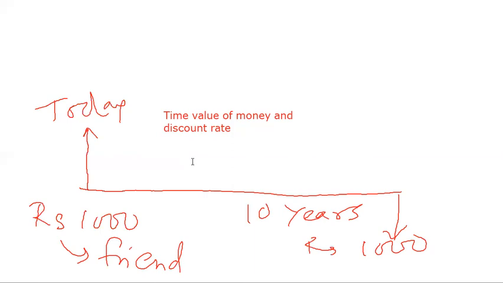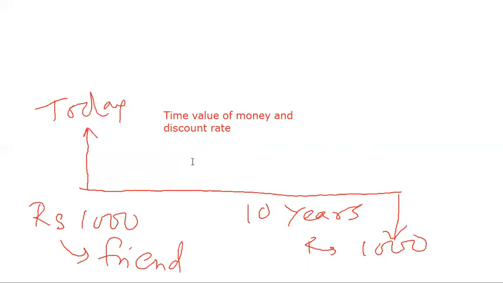So what would we say? We will say that this is a very good friend of yours. He has returned your money, the entire amount. However, forget about the friendship, and look at it from the economic perspective. The friend has borrowed 1,000 rupees, and has actually returned less than 1,000 rupees in today's value.